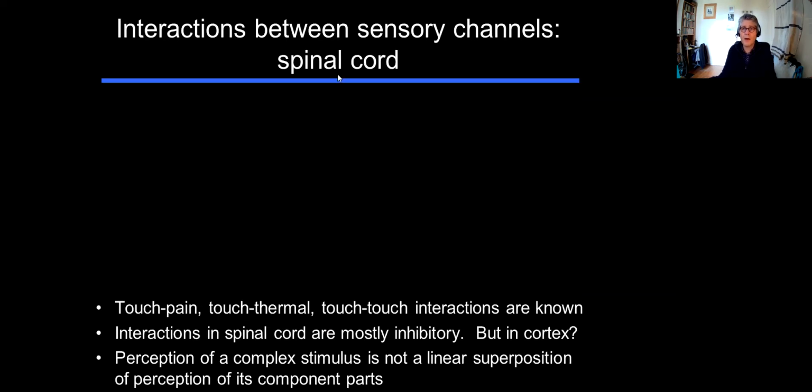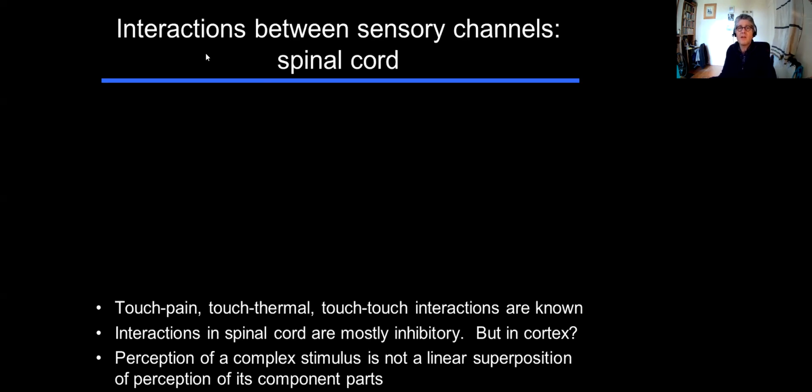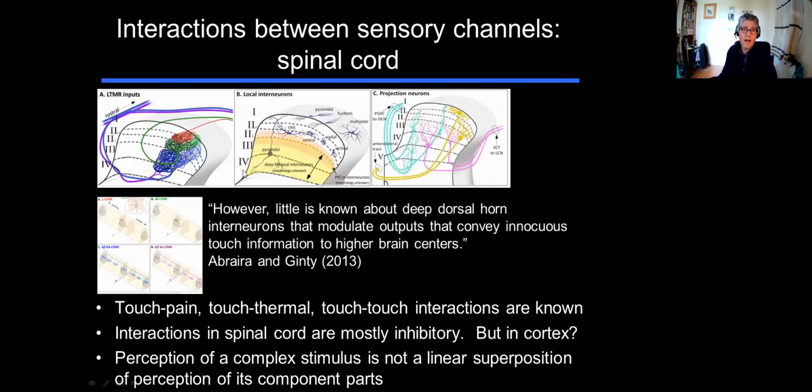But what I want to talk about when I'm talking about the pathway is that classically people think about this as just being a wire going all the way from the skin to the brain. But in fact, there are lots of interactions between sensory channels. And I'm going to concentrate just on the interactions that occur in the spinal cord. So here are some slides from a beautiful study by Abraira and Ginty, which show the inputs coming in to the spinal cord.